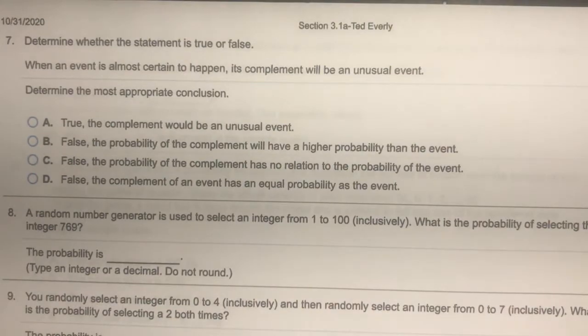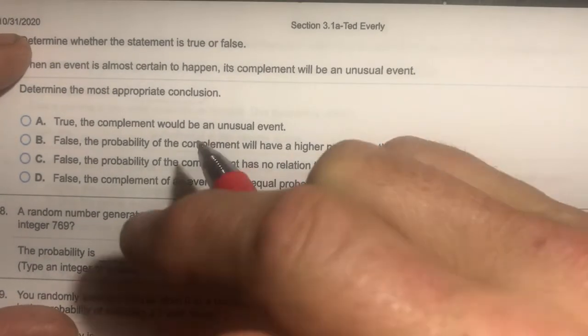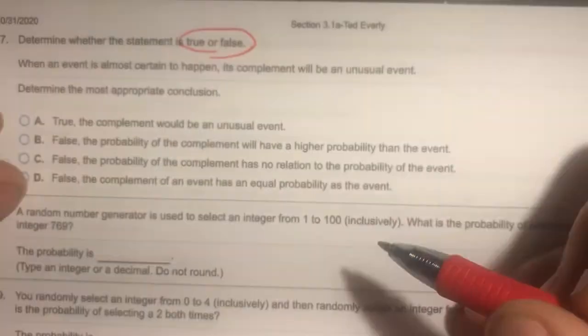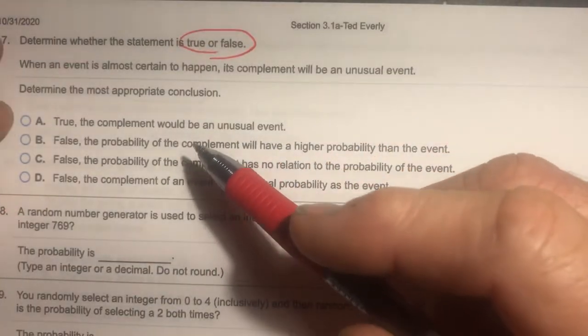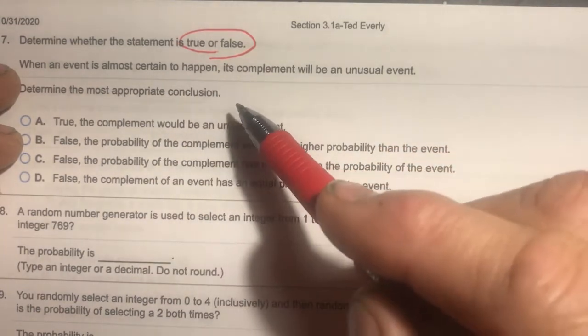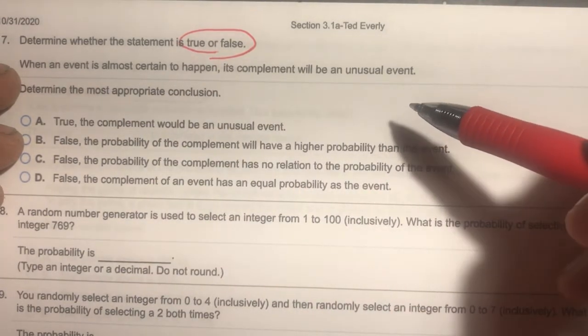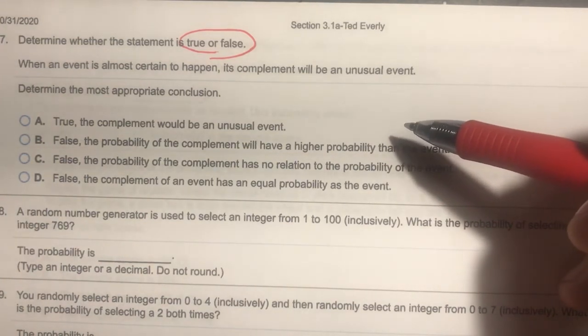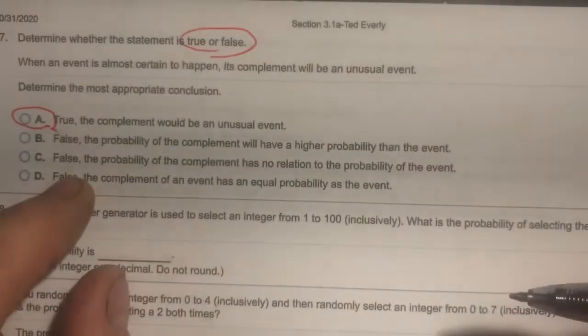Number 7. Determine whether the statement is true or false. Is it true or false? Okay. When an event is almost certain to happen, its complement will be an unusual event. Okay. Now I think this is true. So the answer would be A. That's the only one that says true.